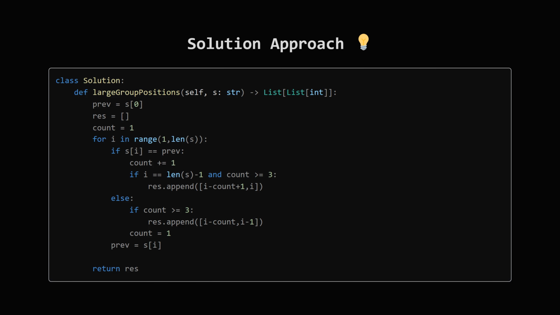Here is my solution, where first I keep track of previous, res, which is going to be our nested array, and count. I loop through s, and if the character at index i is equal to previous, I increment count, and see if we are at the end of the string, and if we have 3 or more characters. And if it's not equal to the previous character, then we see if count is greater than or equal to 3, and append to our list, and reset count. In the end we return our result. This runs in big O of n time, n being the length of s, and big O of 1 space.